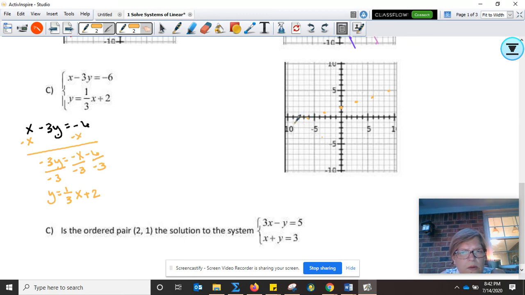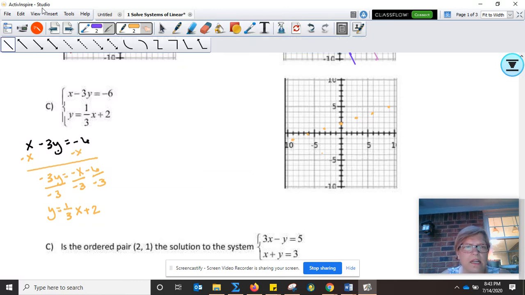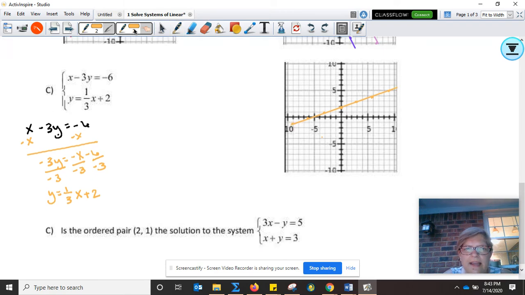Okay, then now let's connect those points. La la la, connect the dots. Yeah, I always love saying that. Okay, so that's my first equation. Now let's look at the second one. Okay, for my second equation, I have y equals 1/3 x plus 2.